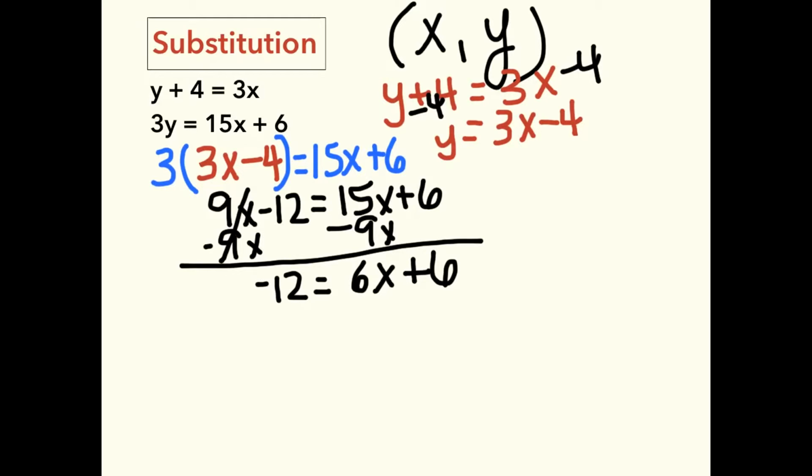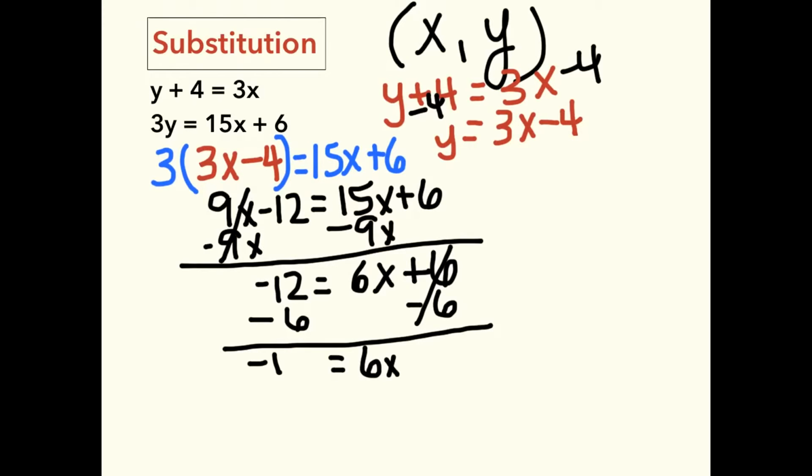And now we can subtract this 6 because we're still combining our like terms. Get the numbers together, and this cancels. And you have 6x equals negative 12 minus 6, which is negative 18. Since we want x by itself, our final step is to divide by 6. And we get that x equals negative 3.